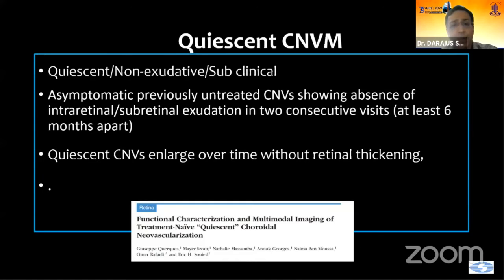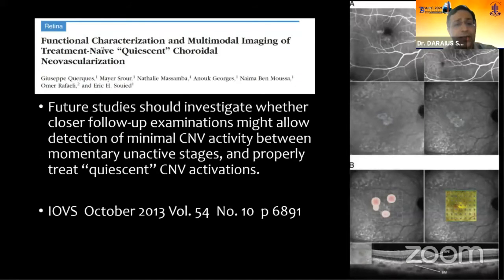Let's see some things which could be useful. So a very interesting entity is now the quiescent CNVM. This was originally described by Dr. Kirkes in an IOVS article in 2013. They're also called non-exudative or subclinical. These are asymptomatic, previously untreated CNVMs showing absence of intraretinal or subretinal exudation in 2 consecutive visits. And over time, they enlarge in size, but there's not much of RPE or retinal thickening.